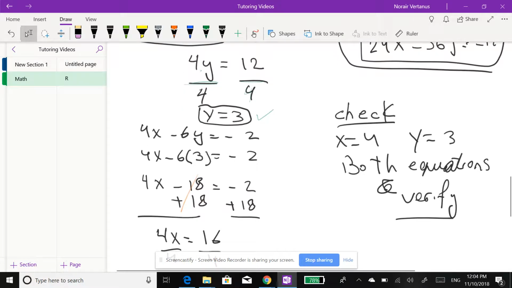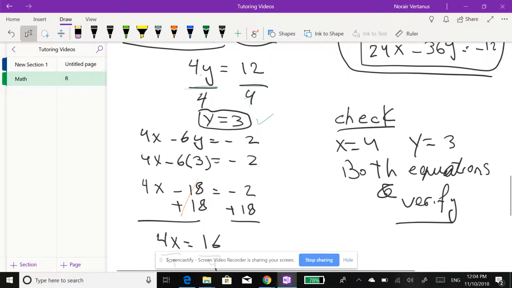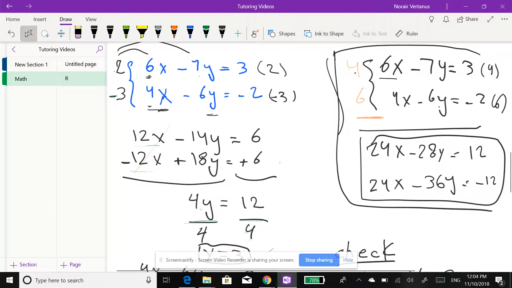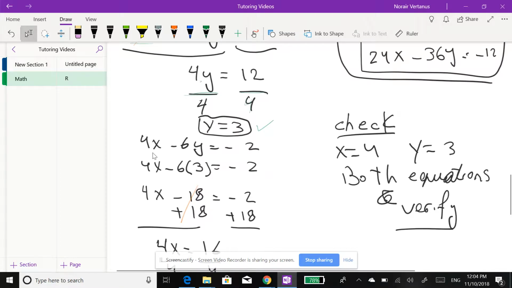And now you substitute this into one of those equations. I picked the bottom one: 4x minus 6y equals negative 2. Substitute 3 instead of y. So you're going to have 4x minus 6 times y, which was 3 here, equal to negative 2 here.